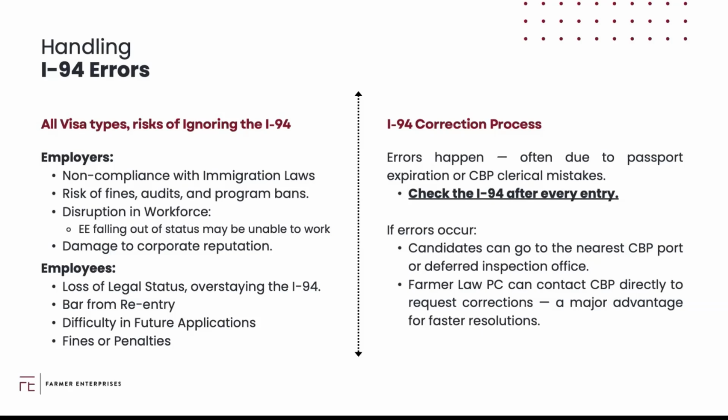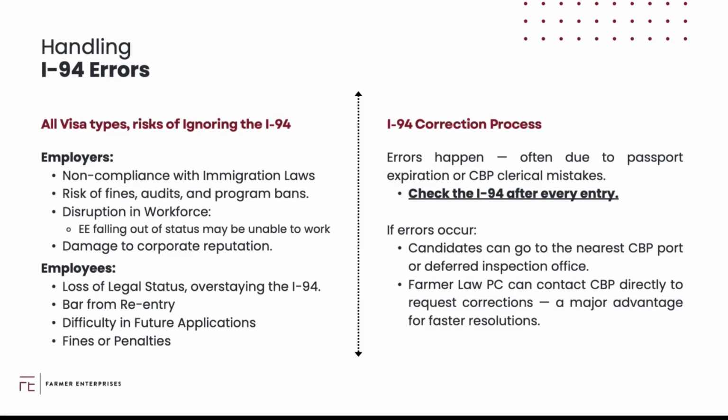Not only that, but the employee can begin to accrue unlawful status in the US, which will affect future applications, not only with USCIS, but future visa applications at the consulate. They could even trigger a 3 or 10-year bar for entering the US. The process to correct an I-94 can be straightforward depending on the reason, but again, errors happen, often due to passport expiration or sometimes CBP clerical mistakes. So again, it's very important for not only you, but the employees, to check the I-94 after every reentry.